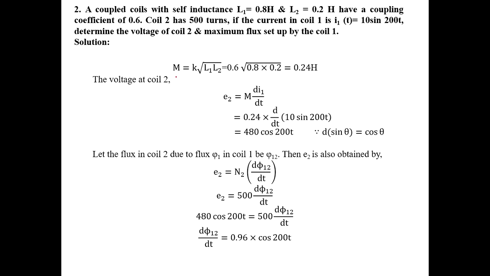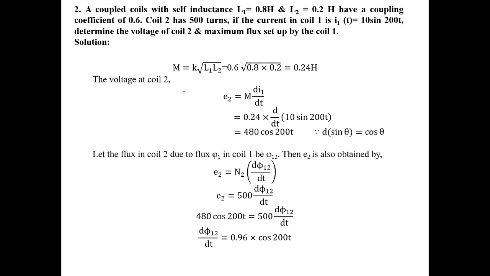Here first we have to find the mutual inductance. M is equal to, we know that, K into root of L1 L2. We know the value of K and we know the values of L1 and L2. Just substitute the values. We get the answer 0.24 Henry.